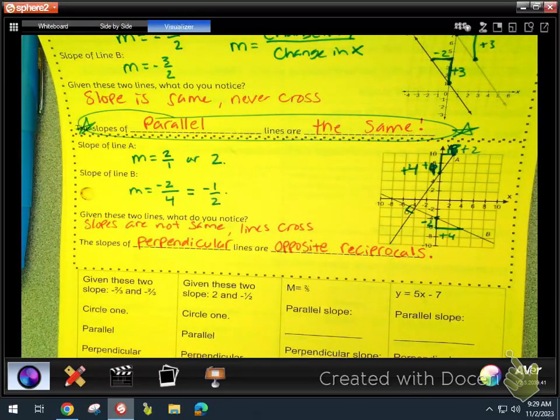Have you heard either of those words before? You've heard of opposite. Okay, what does it mean by opposite? Different.